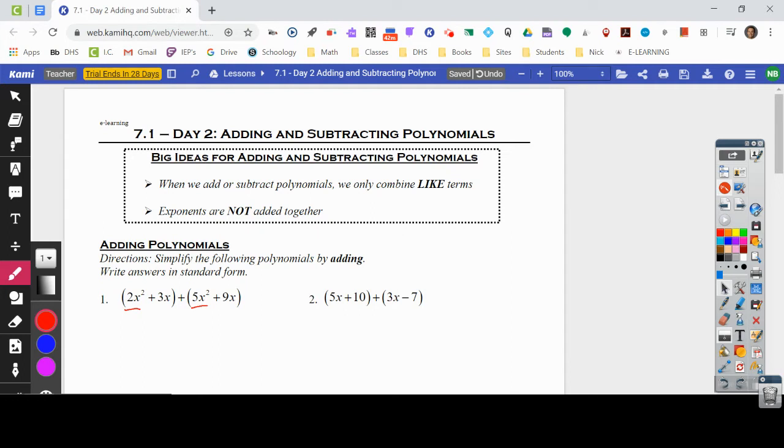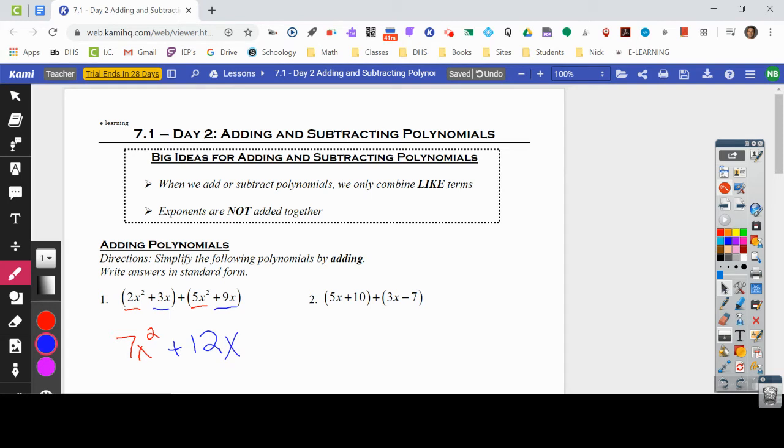If you remember in class before we went on break, Mr. J did a nice job of describing this as the apples and oranges scenario. These x squareds, we could imagine are apples. So 2x squared plus 5 more x squareds, or 2 apples plus 5 apples, is going to give us 7 apples, or 7x squared. Then scanning this problem, I see a positive 3x here and a positive 9x there. Those are like terms, so I can put them together. 3x plus 9x is going to give me 12x.